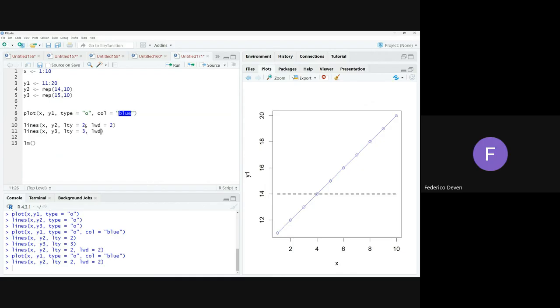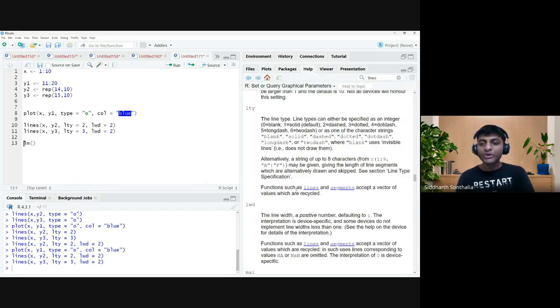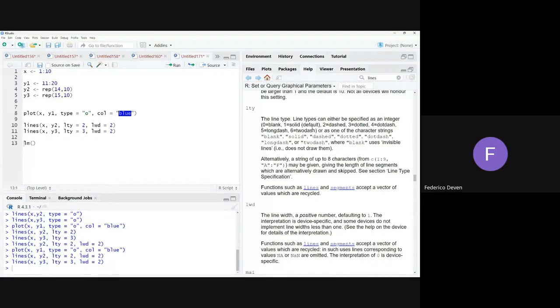Sorry, may I clarify? Do we only have 3 types of line, like 1, 2, 3, or do we have more? No, we have more as well. If I go to LTY, you can see these are the available types, 0 to 6. 0 is no drawing; basically, it will draw nothing. 1 is the default. Then 2 dash, 3 dotted, dot dash, long dash, two dash. So you have all these types available.